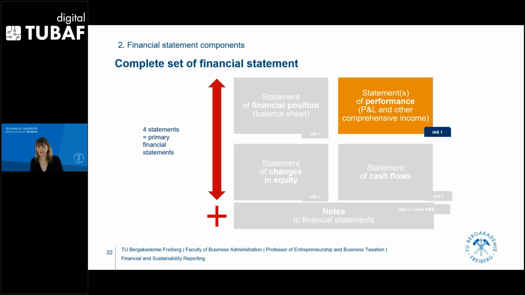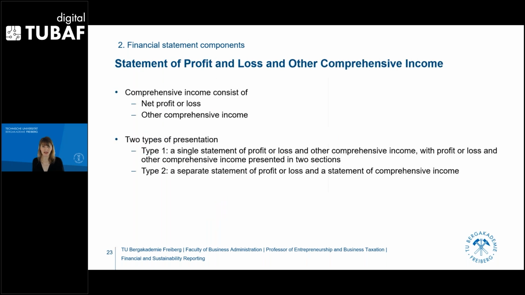That's the first part, the balance sheet. Then the second part is the profit and loss statement or statement of performance, which consists of the profits and loss and other comprehensive income, so-called OCI. The comprehensive income consists then of net profit or loss and OCI, other comprehensive income.